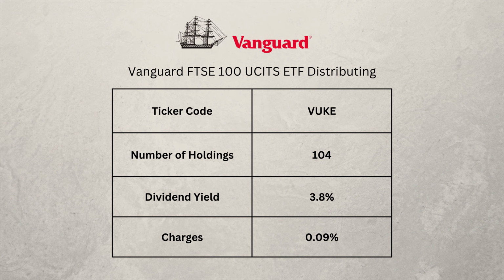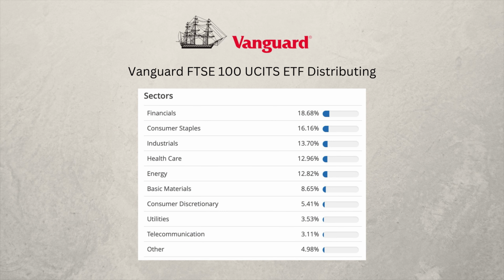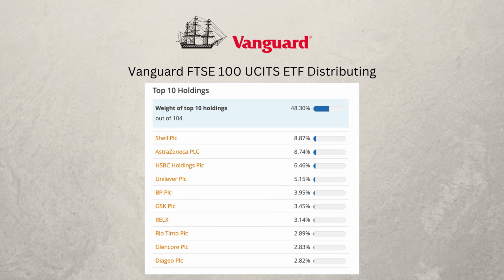This one has the ticker code VUKE and has a dividend yield of 3.8% and an ongoing charge of 0.09%. Financials, consumer staples and industrials make up the largest sectors, and here are the companies you would have most exposure to. The 10 shown here make up almost half of the entire portfolio.